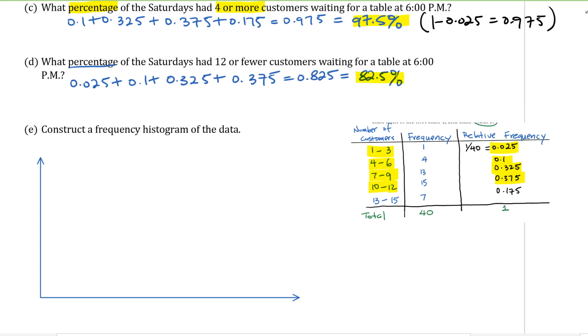Again, make sure you answer the question in a complete sentence. I will say the percentage of the Saturdays that have 12 or fewer customers waiting for a table at 6 p.m. was 82.5%. Okay, that is using relative frequency to answer questions here. Now, let's construct a frequency histogram for the data.